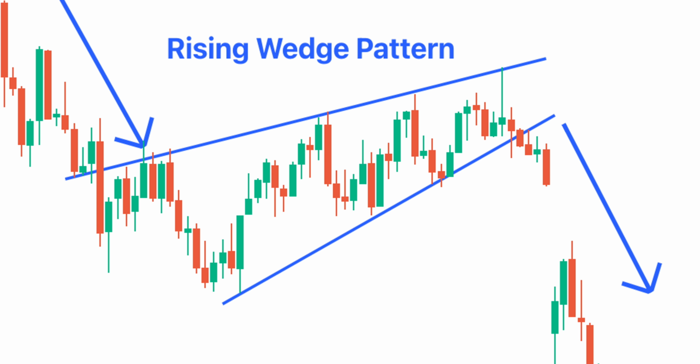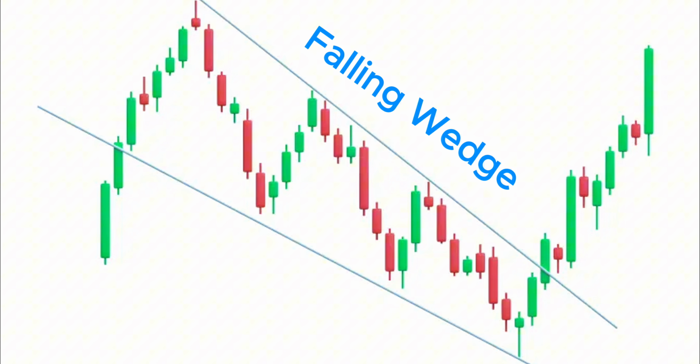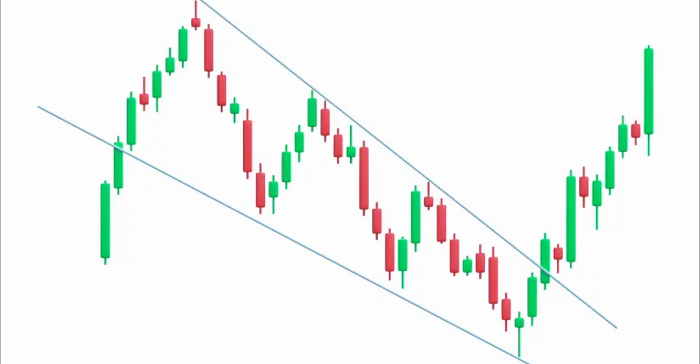The fifth pattern is the wedge pattern. A rising wedge means the market is moving up, but the trend is getting weaker. This usually leads to a bearish reversal. A falling wedge means the market is moving down, but the move is slowing. This usually leads to a bullish reversal. How to trade? Enter when price breaks out of the wedge in the opposite direction.